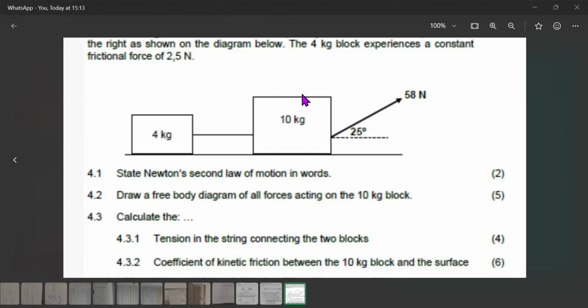And one thing we know about a free body diagram is the mark allocation is directly proportional to the number of forces that you must show, right? 5 marks, 5 forces that you must show. But in your rough work section, you also need to draw a free body diagram showing the forces that are acting on the 4 kg block as well.